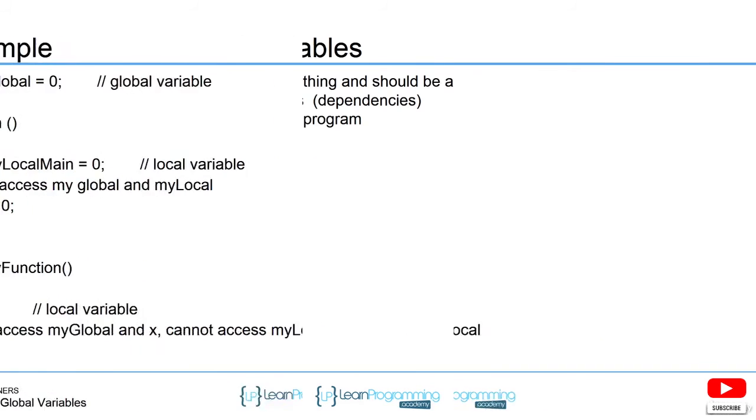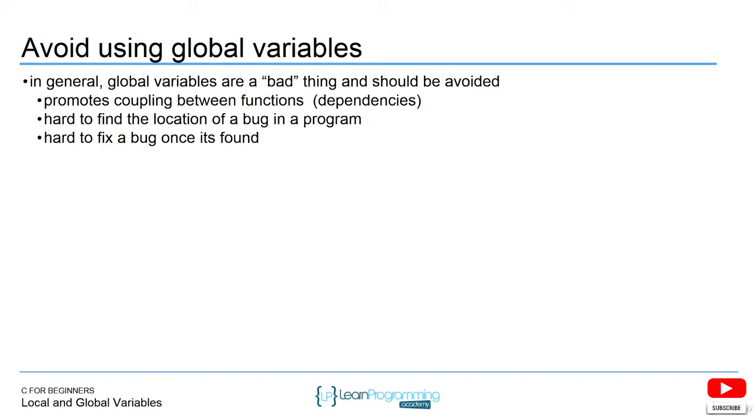Global variables should be avoided. Global variables are sort of a bad thing. The reason for global variables being bad and why you should avoid them is because it promotes coupling between functions. What does coupling mean? Coupling means dependencies. If you have a global variable and it's being used by 4 functions, that means each one of those functions could be dependent on the other function. What's wrong with dependency? Dependency causes a program to be much harder to debug and find errors. If you have a bug in your program and you're using a global variable and the global variable is causing the bug, now that bug could be anywhere in any function that's using that global variable.